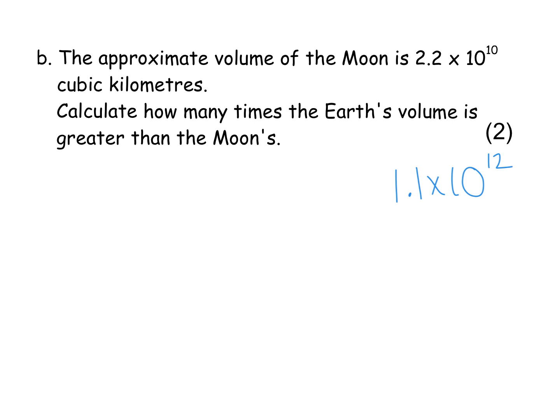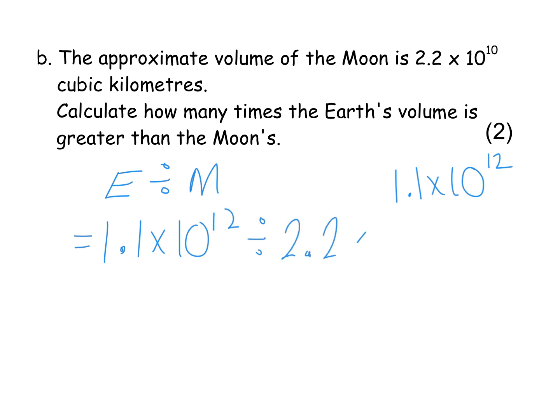So we have to see how many times the moon goes into the Earth, right? So moon into the Earth means we're doing Earth divided by moon. So we're doing the Earth volume divided by the moon's volume. So we do need to use our scientific notation button this time. So remember the typing in would be 1.1, that button 12, divided by 2.2, that button 10. And if you type that in, I get the answer of 50. So they've led us in, they wanted us to use the rounded answer and it got exactly 50.